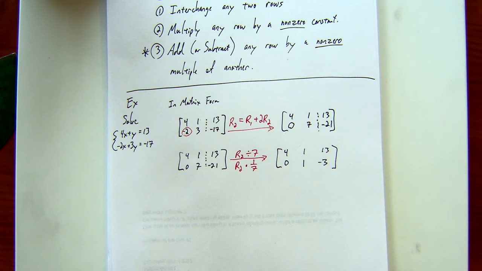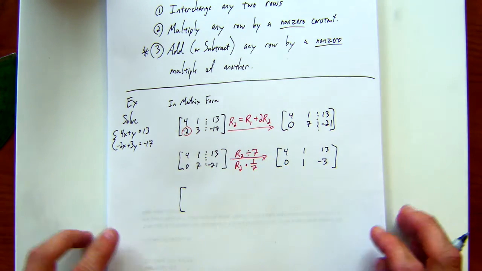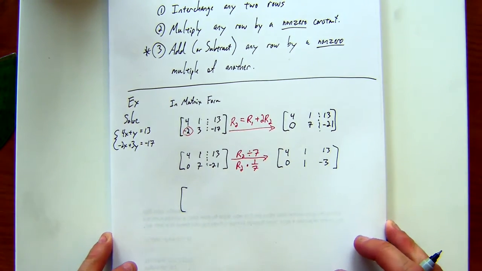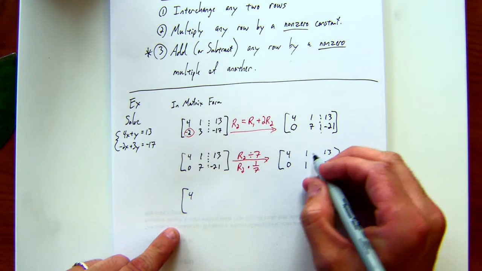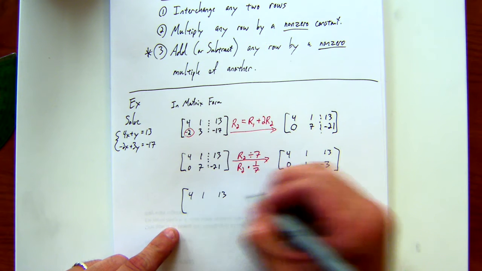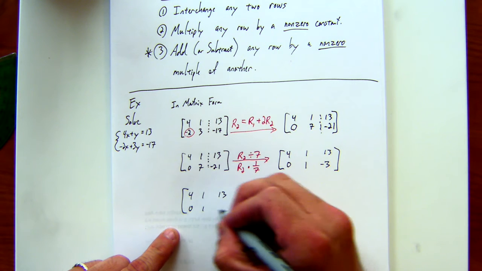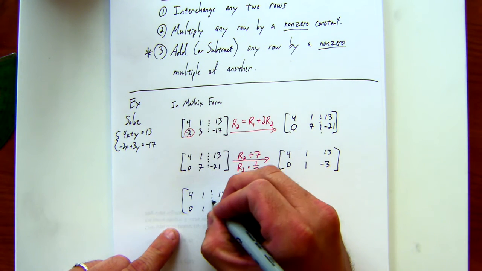Anybody have any questions? All right, just a couple more steps, okay? With some practice, these row operations actually become fairly easy. So now I'm just going to bring this guy down. 4, 1, 13, 0, 1, negative 3.